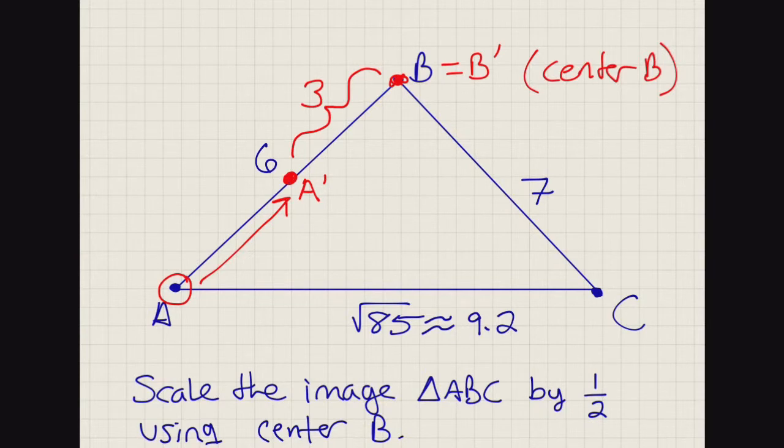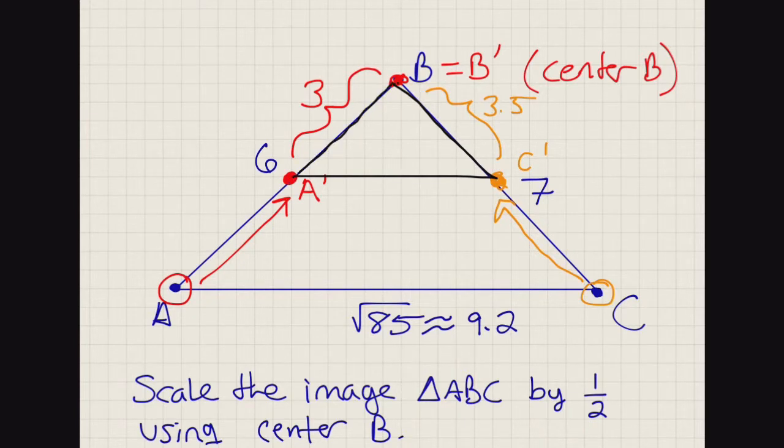Now, where do I move point C to? Where am I going to move point C? Reese. I'm going to move it 3.5 up the line here. I'm going to put a point right about here. Okay, I'm going to call this C prime. And we're going to name this distance here 3.5. And now I can go ahead and connect those like so. And I have my new triangle A prime, B prime, C prime.